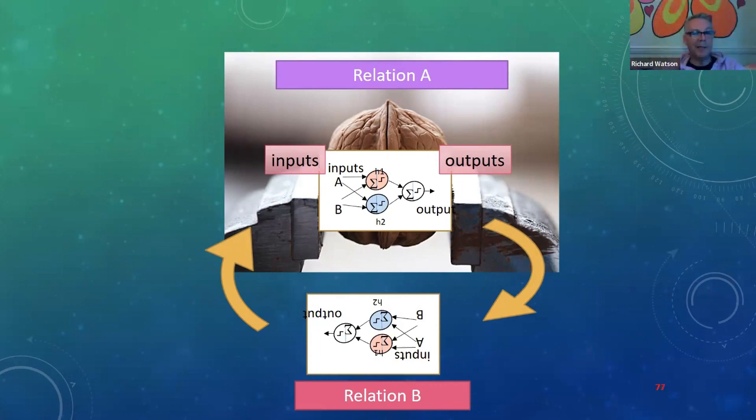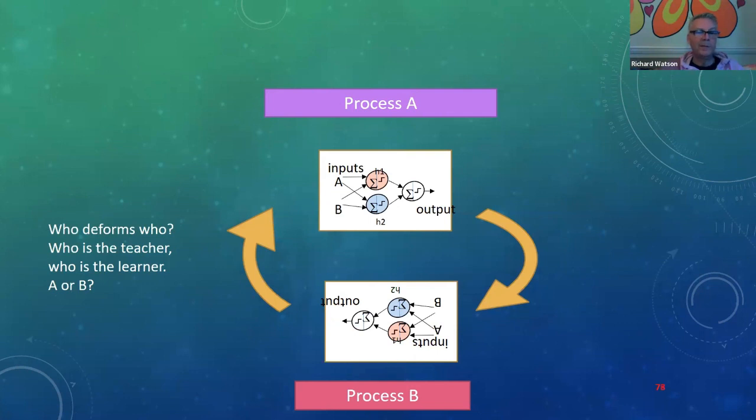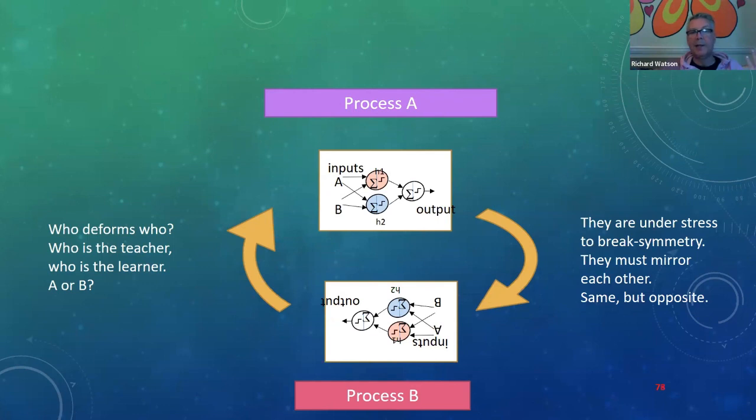But if they were both dynamic, then they do a symmetry breaking, where if you're going to be an XOR function, I'm going to be an XOR function. If you're going to be if and only if, I'll be if and only if. If you're going to be a linear function, I'll be a linear function. There's a symmetry breaking between the organism and environment that's exactly the same as the symmetry breaking between the nodes within the network. The two processes are mirroring each other. Who's doing the deforming? Who's the teacher and who's the learner? Is it A or is it B? It's symmetric. They're under stress to symmetry break, and they need to mirror each other to be the same but the opposite of each other.